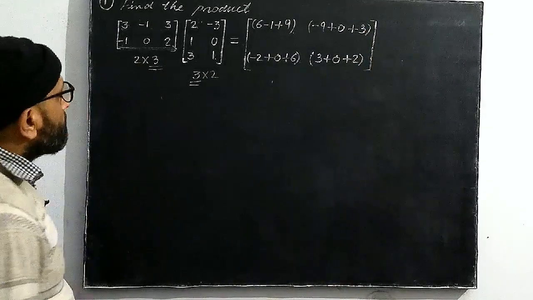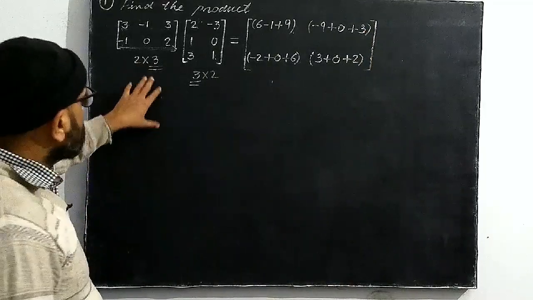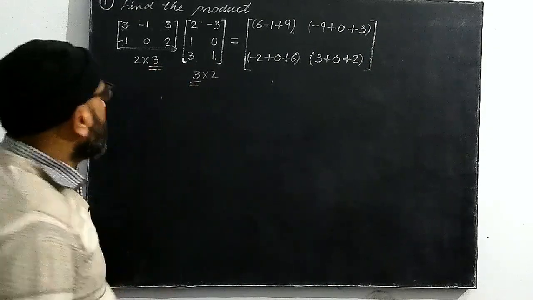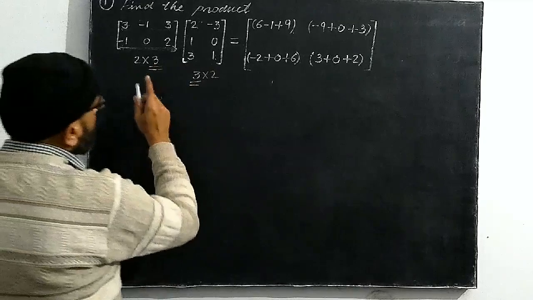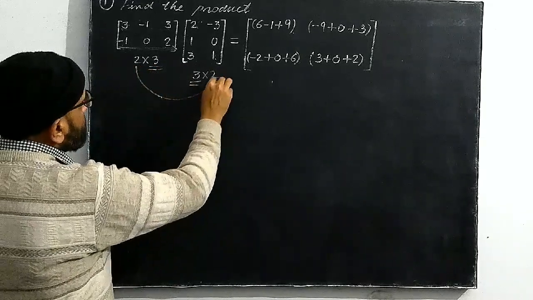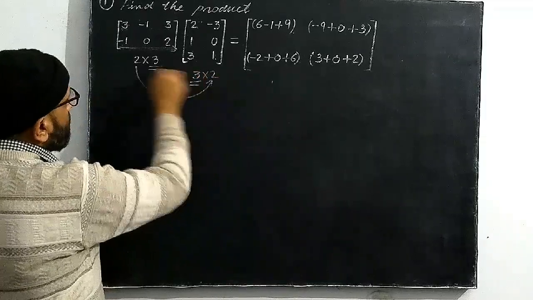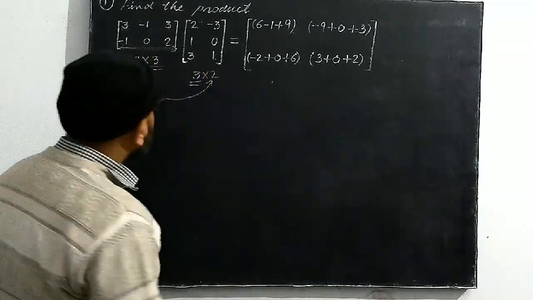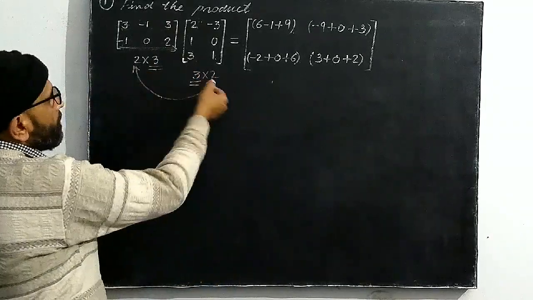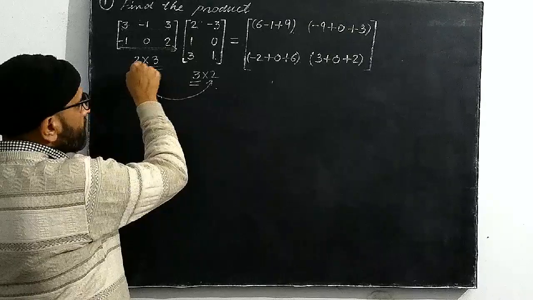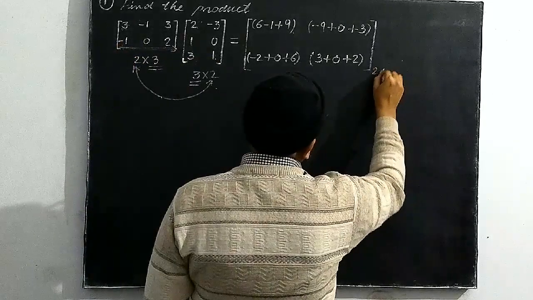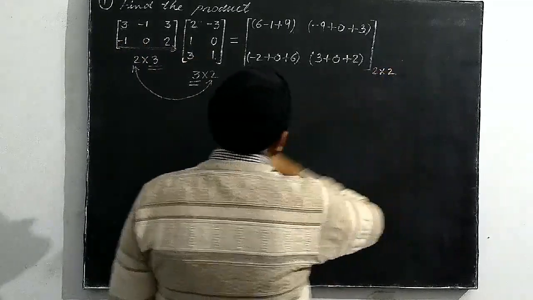So as we know, the product of two matrices is only possible when the number of columns of the first matrix is exactly equal to the number of rows of the second, and we also know that the order of the result is always the number of rows of the first by the number of columns of the second. So here the answer should be a 2 by 2 matrix, because the number of rows of the first is 2 and the number of columns of the second is 2. So we get a 2 by 2 matrix as result.